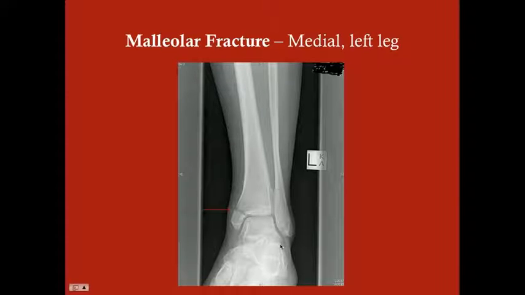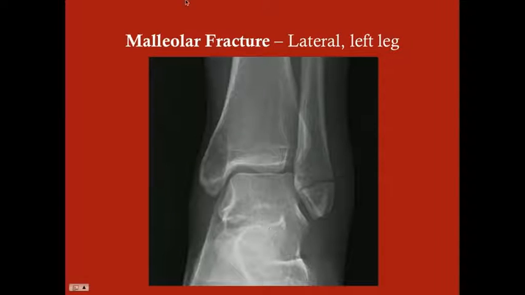We have no abnormalities of the fibula nor of the talus. Here's another malleolar fracture. This would be a lateral malleolar fracture. This is in the left leg. So here you see it right here.